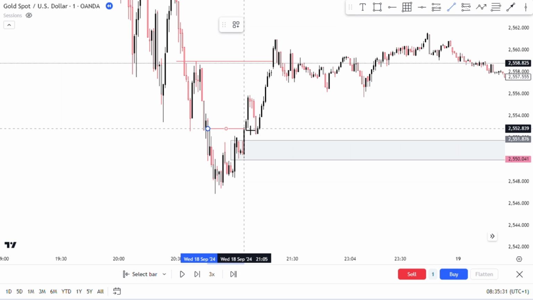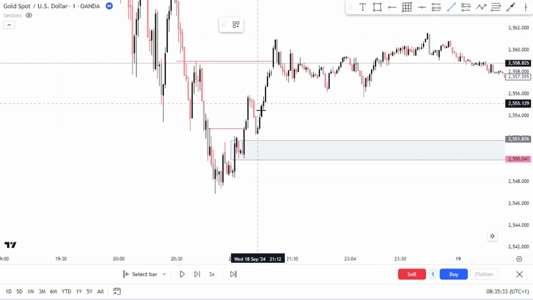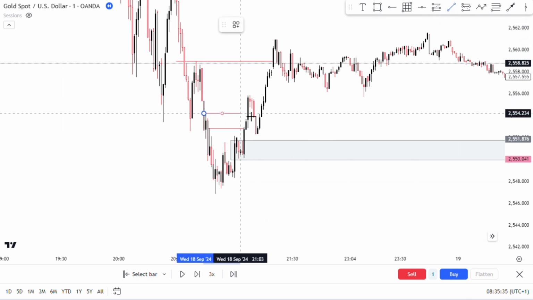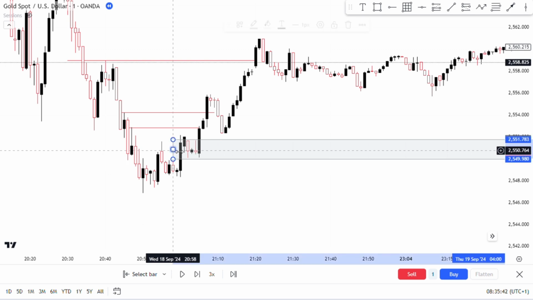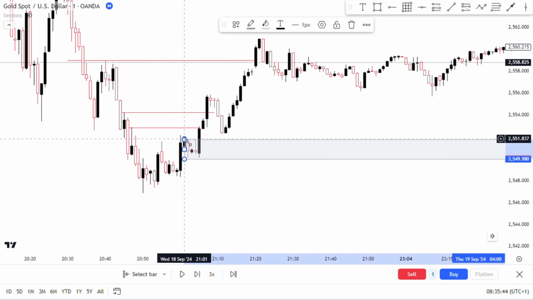This is the first high right here. Then this is the second high that price ended up breaking. Can you see? So this particular break right here is indicating the reorder block. If you look very well, you see the reorder block. This last bearish candle is the reorder block in the market.